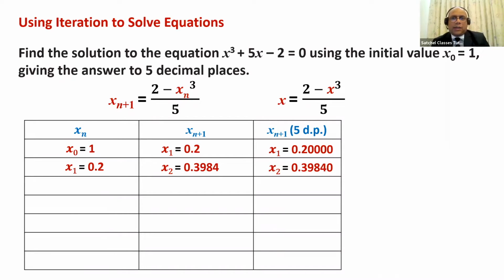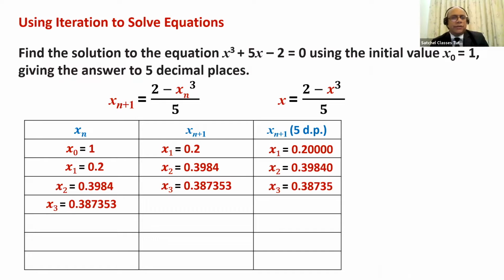As you can see, the two values that we have obtained so far are not the same. Definitely not consistent, so I'll have to do more iterations. If I do x2 now equal to 3984 and I substitute that in place of xn, I'll get the next output, which is x3, which is equal to 0.387353, which when rounded to 5 decimal places is 0.38735. Because we are not getting consistent answers rounded to 5 decimal places, I'll have to do more iterations.